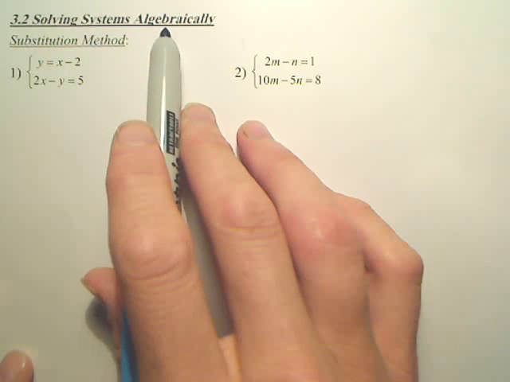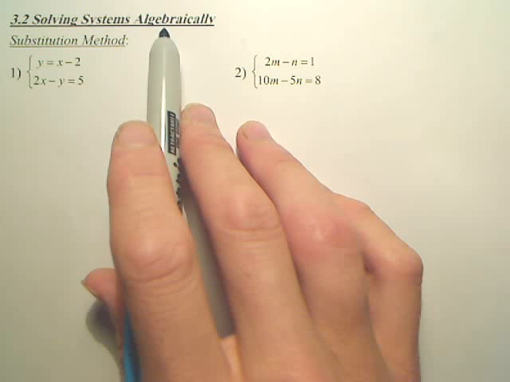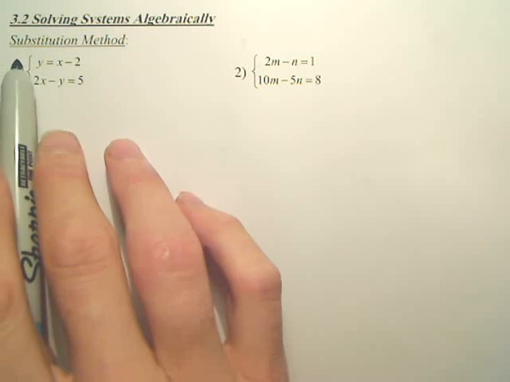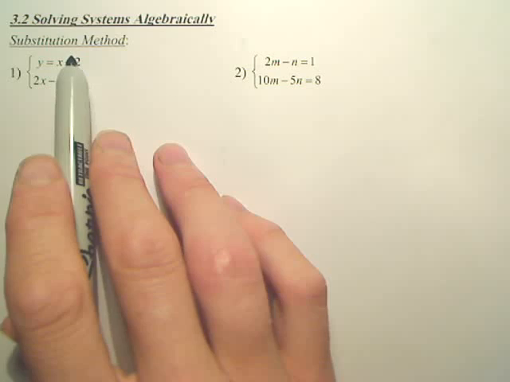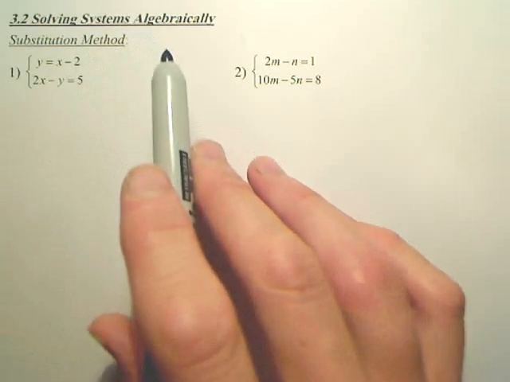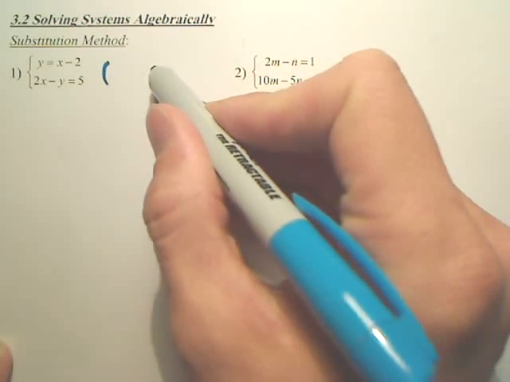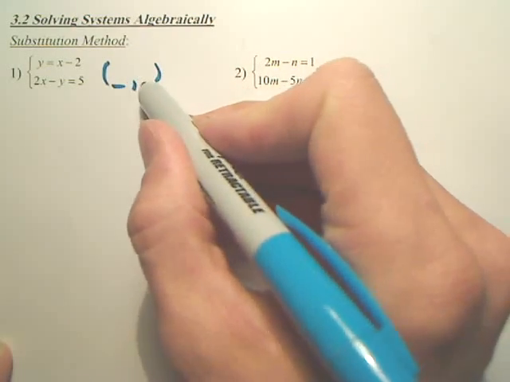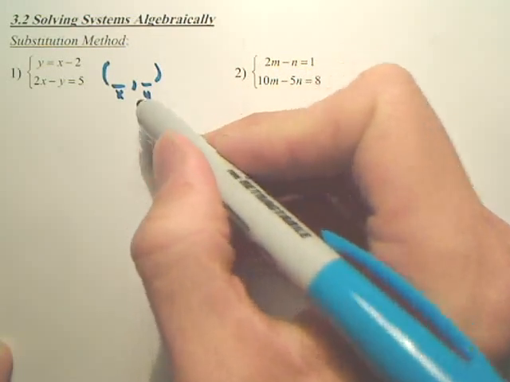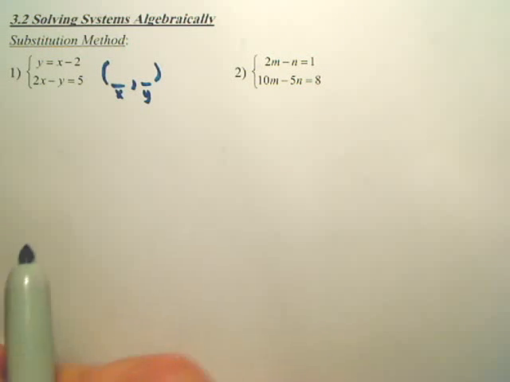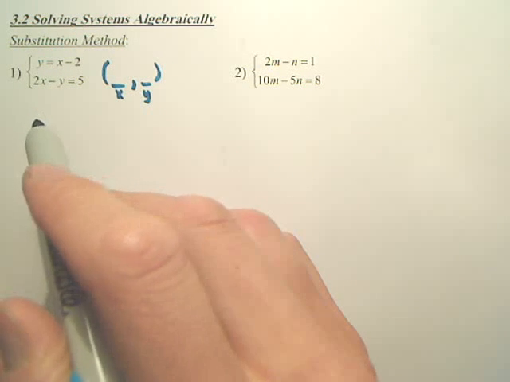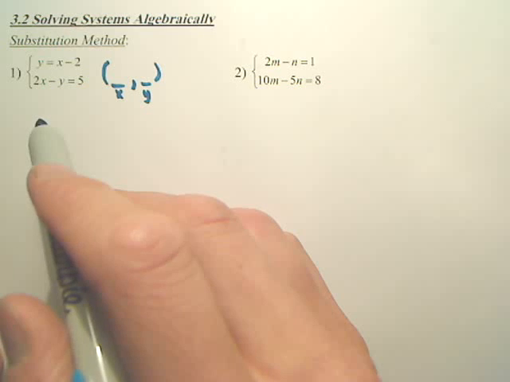Solving systems algebraically, again, means solve for x, solve for y. And we're going to use substitution. You're going to be substituting something into one equation. Now, our goal for this kind of problem, we're trying to find the point where they cross. We're trying to find x, y. Some coordinate where these two graphs cross. But we don't want to do it by graphing.